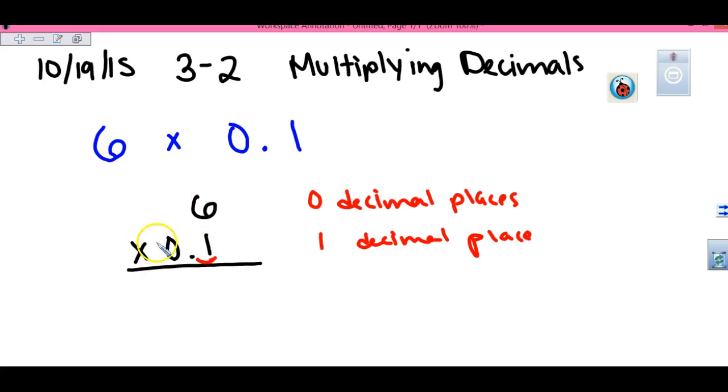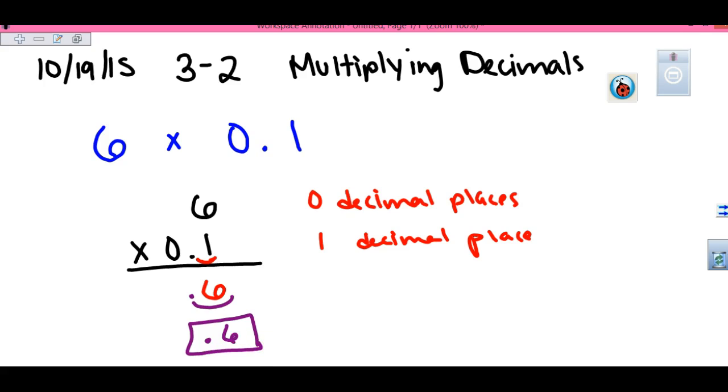So what we're going to do is multiply. 1 times 6 is 6. Do we have to multiply times 0? No. So we've got an answer of 6, but we need to move our decimal a total of how many decimal places? 1. This means 0.6.